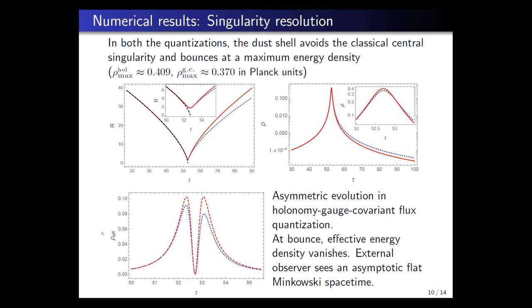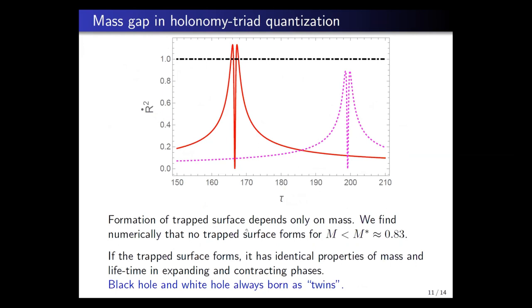One can also look at the effective energy density, and I'm showing here the effective energy density for the red curve, which is the standard holonomy triad-based quantization, versus the blue curve, which is the holonomy gauge covariant flux modification. One can see the asymmetry, and one can also see that though both the quantizations are different, the one common thing between them is that at the bounce, the effective energy density vanishes, and effectively, an external observer will see an asymptotically flat Minkowski spacetime.